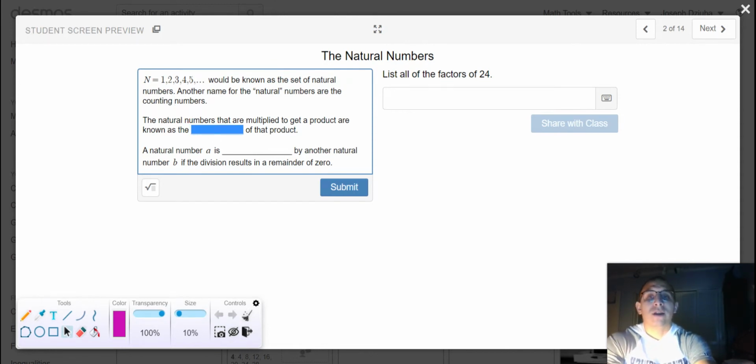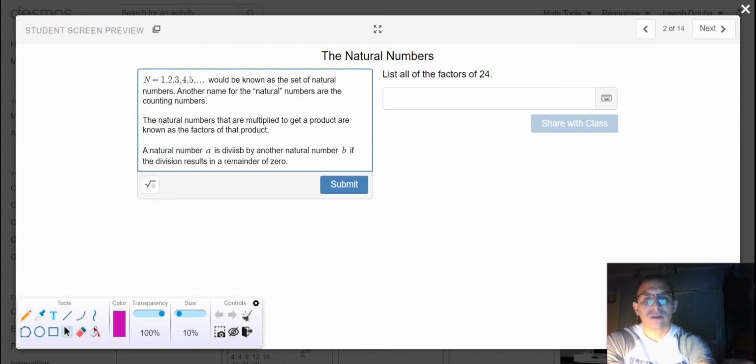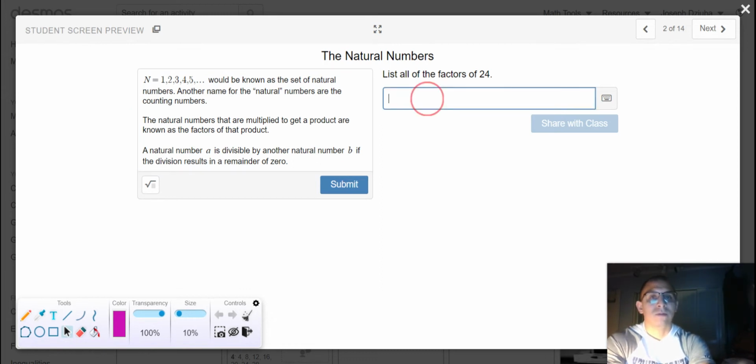Natural numbers that are multiplied to get a product are known as the factors of that product, and we say that a natural number A is divisible by another natural number B if the division results in a remainder of 0.